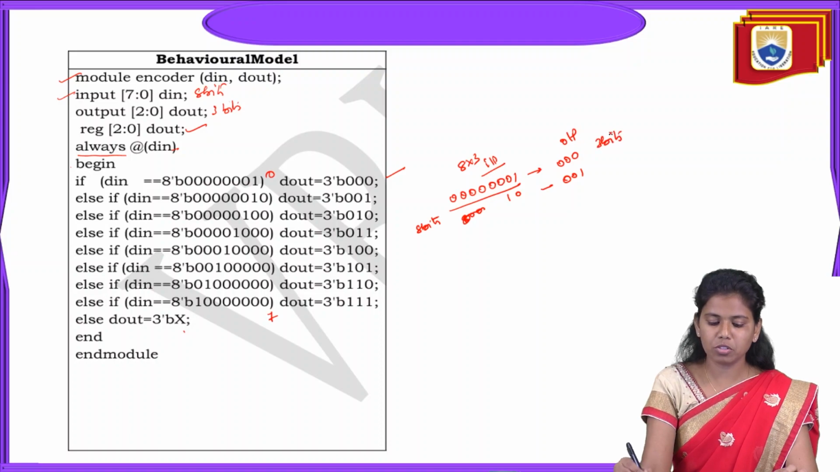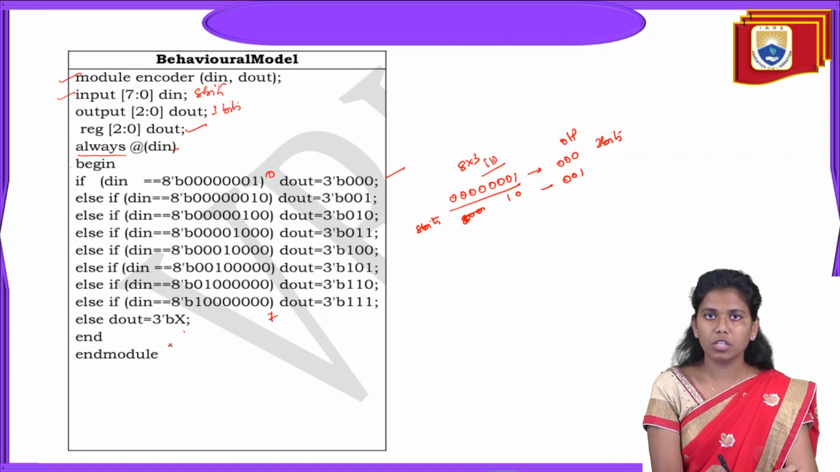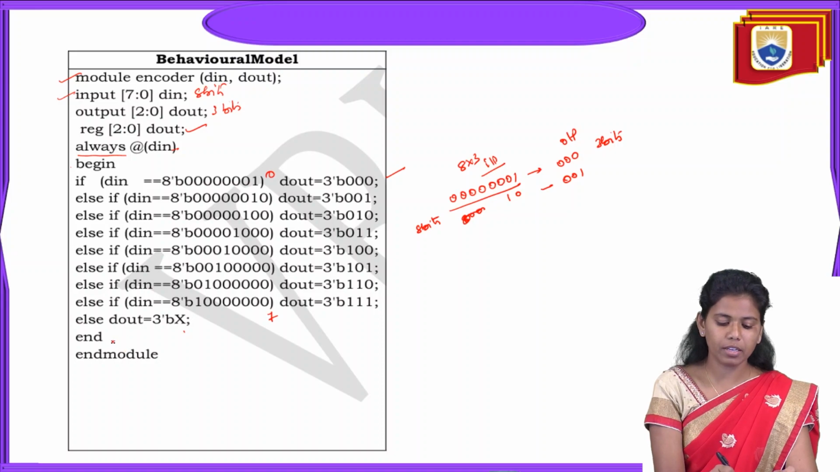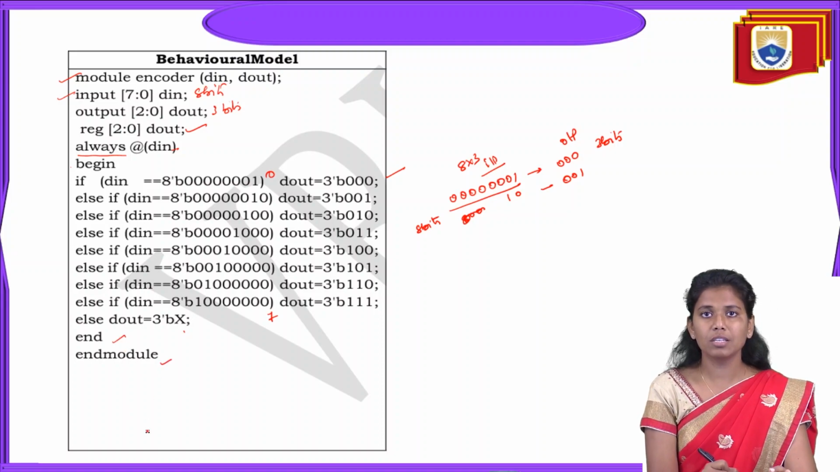So outputs are of 3 bits. So else, D out is equal to 3 bits of data, and finally an end module. So this is how we can write our code in behavioral modeling.